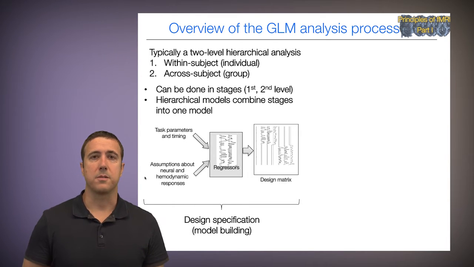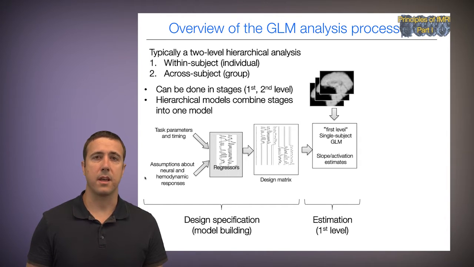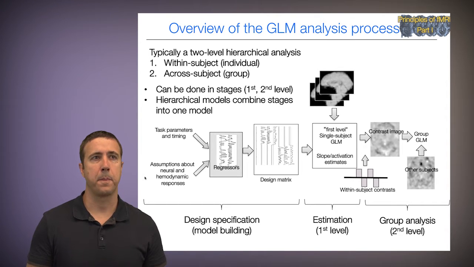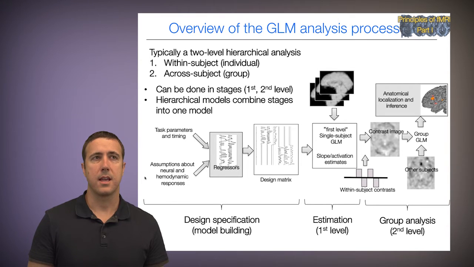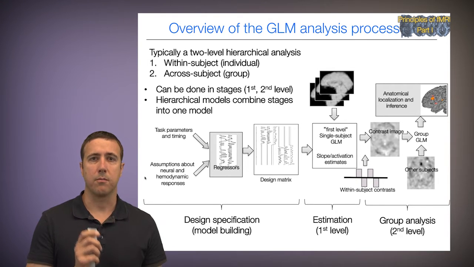The stages are design specification, where the goal is to construct a design matrix that I'm going to fit to my fMRI data. Then I estimate that at the first level for each person by taking the actual image data and fitting the model at each voxel. Then we can specify contrast images, which we'll learn about later, across conditions that we care about, combine that across subjects to do a group analysis, and then we're ready to make inferences about where the activity is or which voxels are activated. So this is regression applied to fMRI.